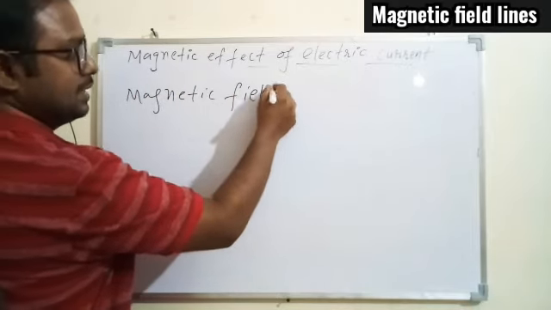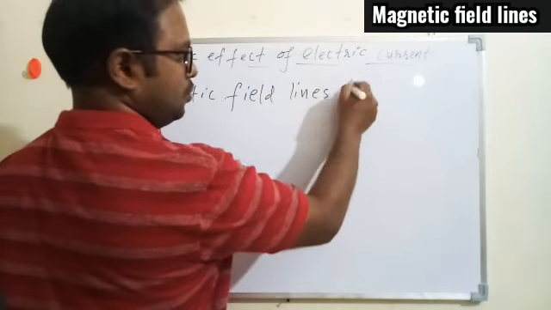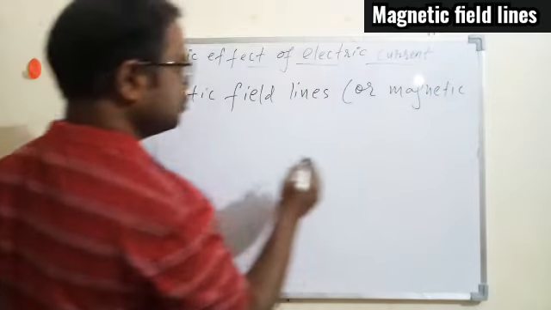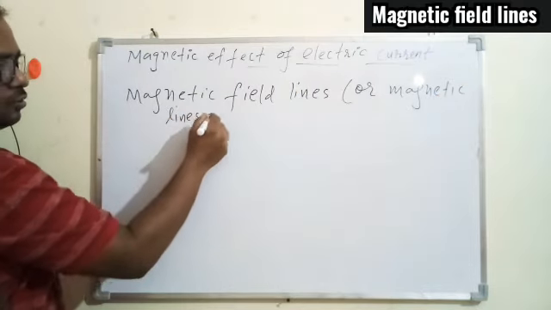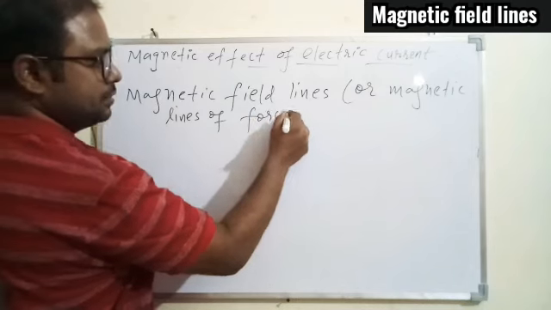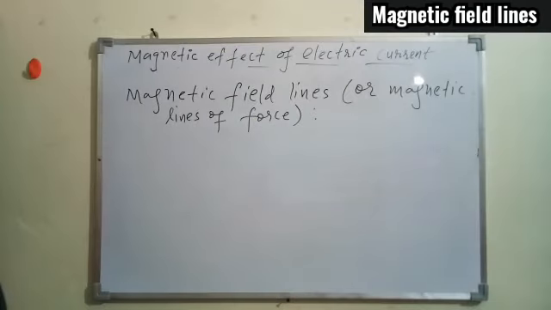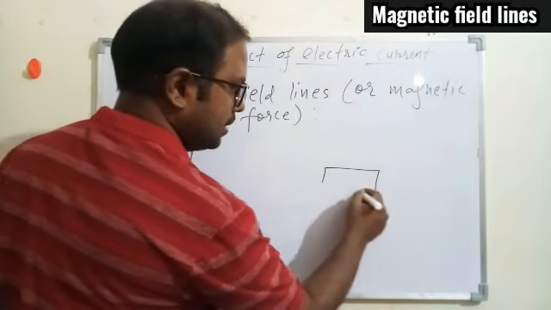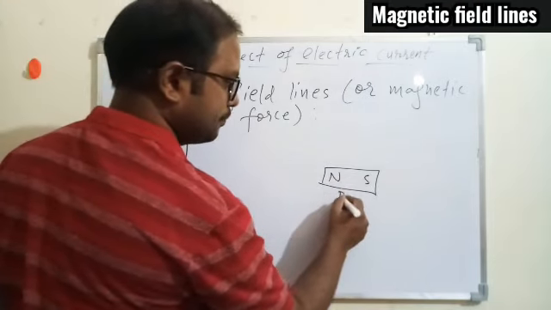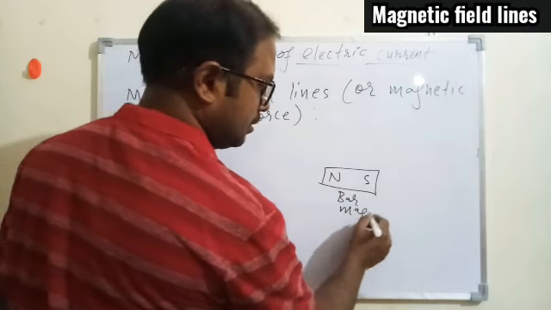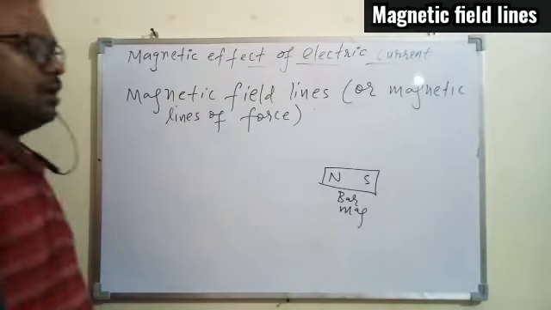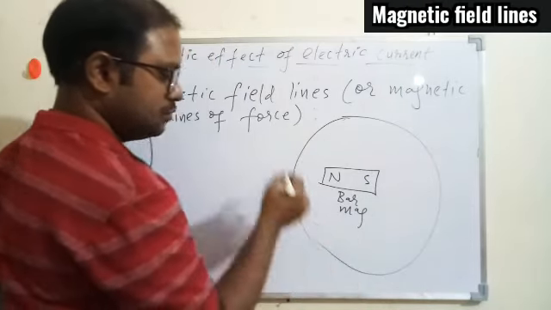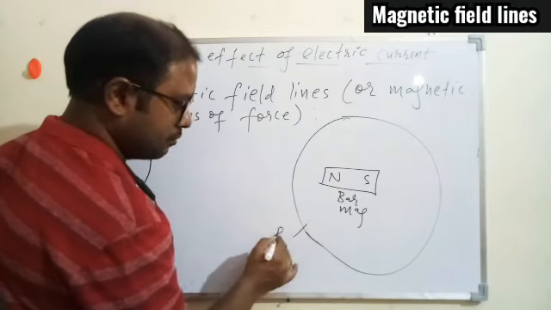field lines or magnetic lines of force. So they are same thing, they are not different. So let's understand the meaning. So very first, whenever we talk about any magnet, for example we have a bar magnet and we place it somewhere, then it will have its own field, that is magnetic field. That is the space we are talking about.